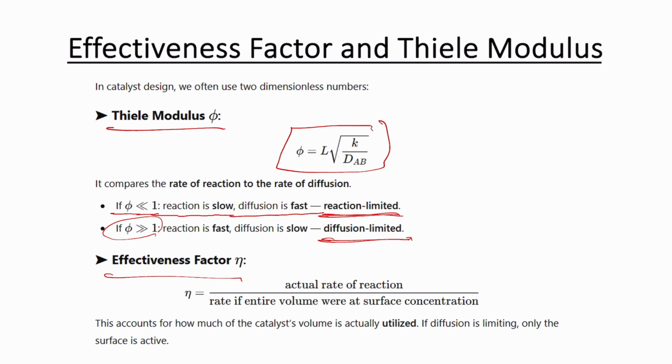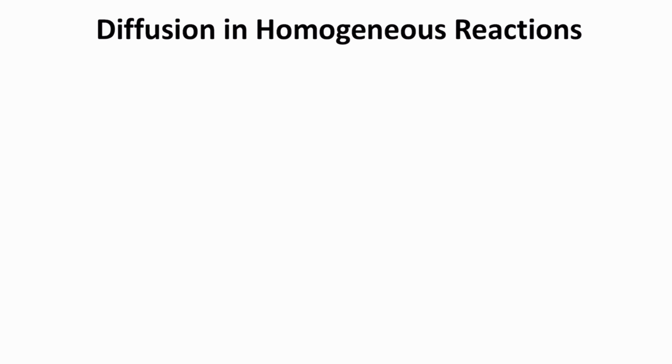After that, effectiveness factor is defined as the actual rate of reaction upon the rate if the entire volume were at surface concentration. This accounts for how much of the catalyst volume is actually utilized. If diffusion is limiting, only the surface is active. Now we will see diffusion in homogeneous reactions.